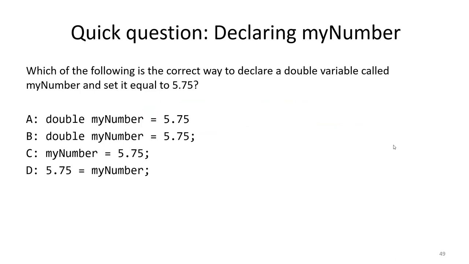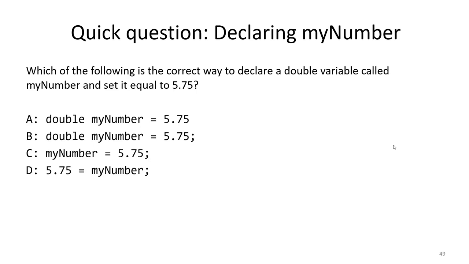Let's do a quick review question before we end for today. Let's see how you remember declaring and initializing. Try this question, and if you'd like, pause the video for a moment. Then we'll discuss. Okay, so here we are asked, what is the correct way to declare a double variable called myNumber and set it equal to 5.75?